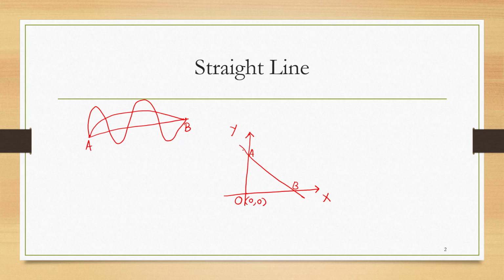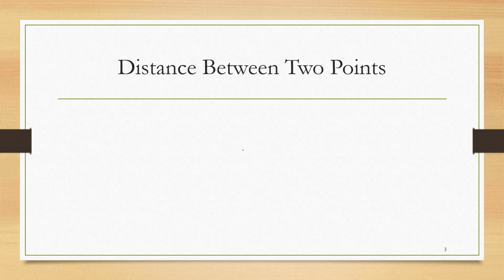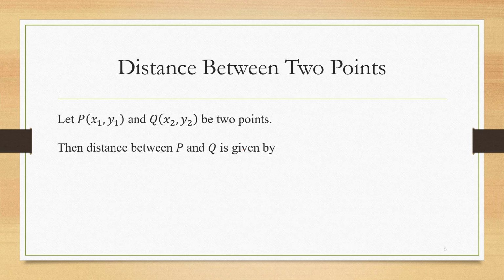Now let's first start with the distance formula. Since I started my lecture by saying that a straight line gives us the minimum distance between 2 points, the question arises: how do we calculate the distance between 2 points? This is given by the distance formula. Let P(x1, y1) and Q(x2, y2) be 2 points. Then the distance between P and Q is given by the formula square root of (x2 minus x1) whole square plus (y2 minus y1) whole square.